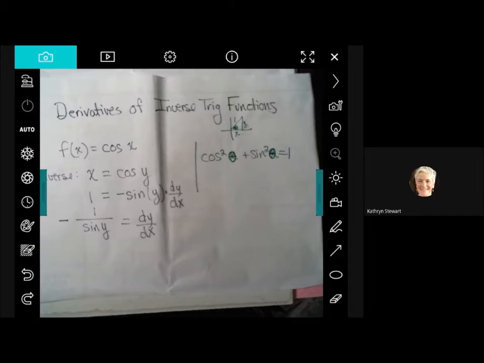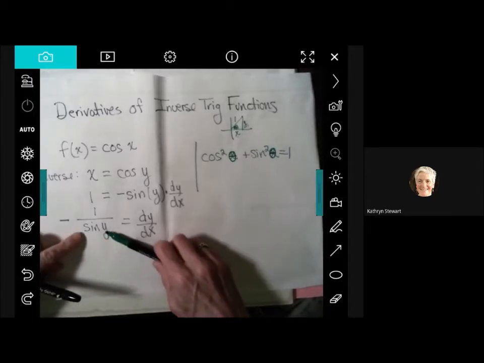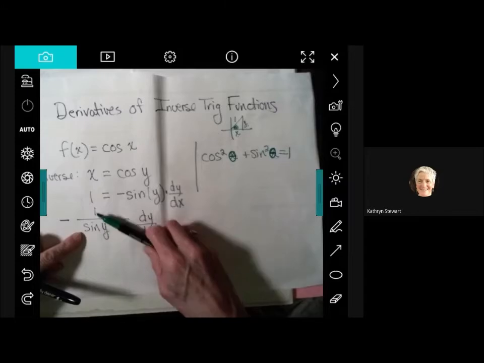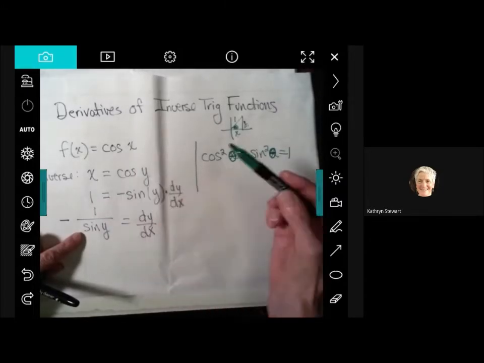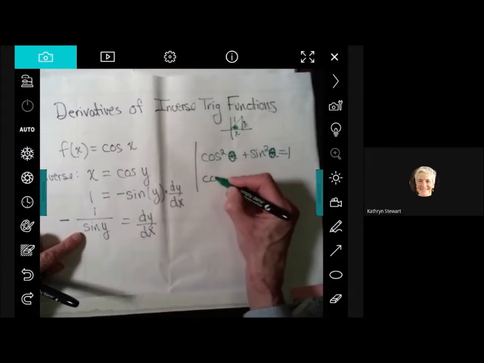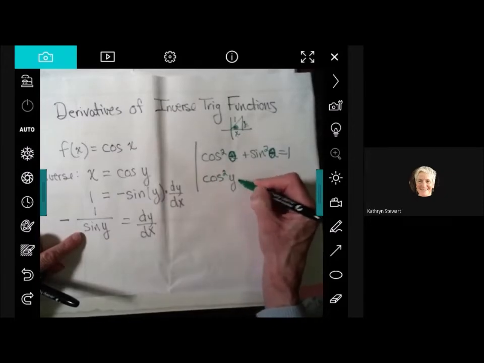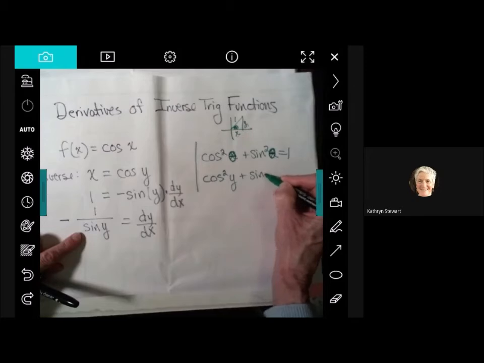All right, let's see if this is going to help me in this case. I think it's going to. I have a sine of y. I want it to be in terms of x. I know x is equal to the cosine of y. So let's just throw in a y here because this has to be true.